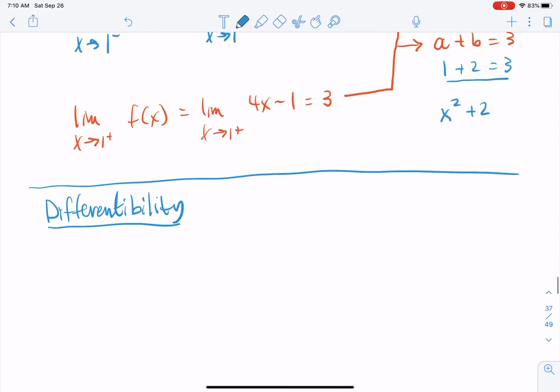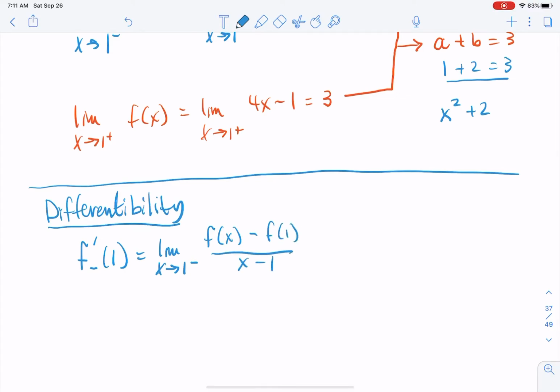So here, we're going to take the derivative from the left at 1. I'm going to write that one-sided limit for a difference quotient. The limit as x approaches 1 from the left, and then we'll do our difference quotient, f of x minus f of 1 over x minus 1.